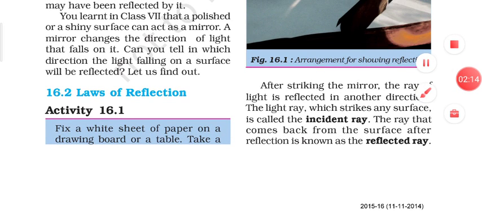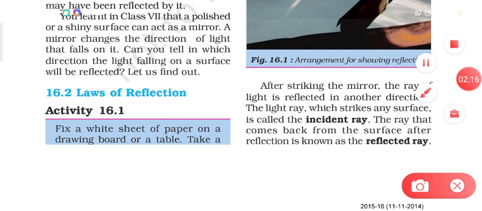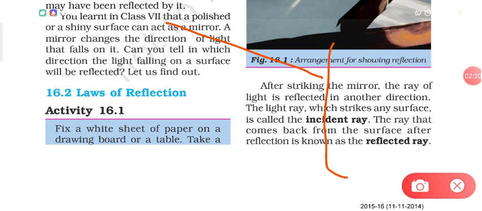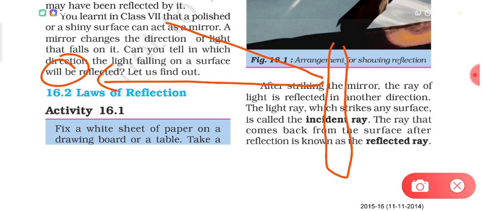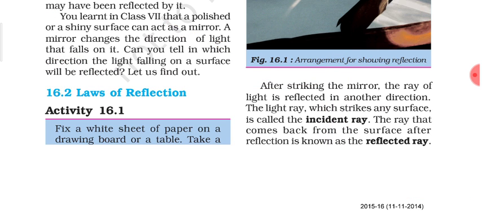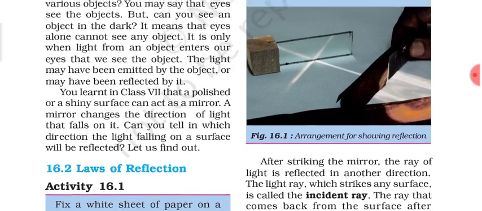Okay students, now let's move on to the topic: what is reflection. We just discussed that when the light falling on a pen bounces back and comes to your eyes, this bouncing back of the light is called reflection. So we will learn about what reflection is and what the laws of reflection are.